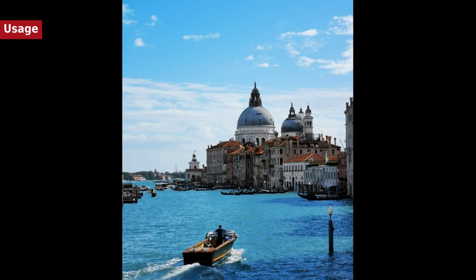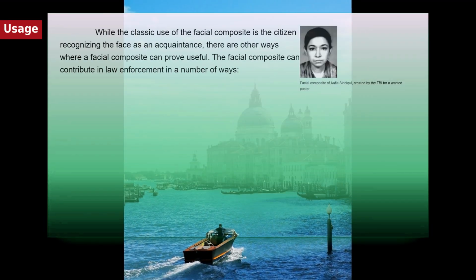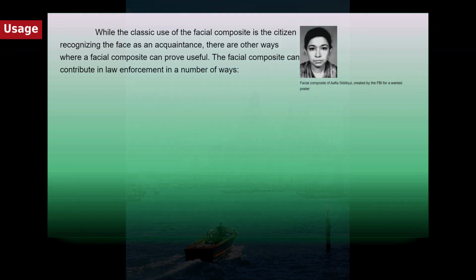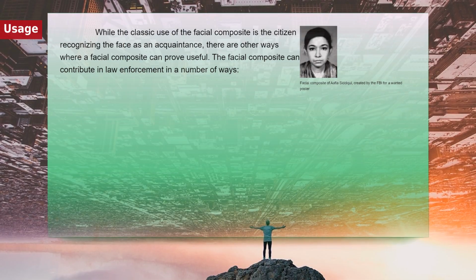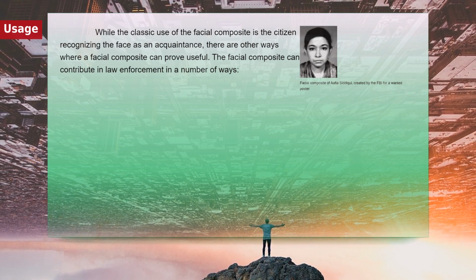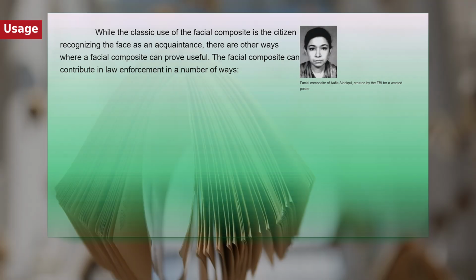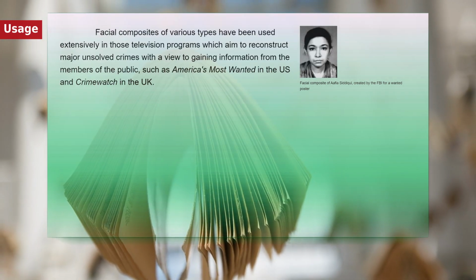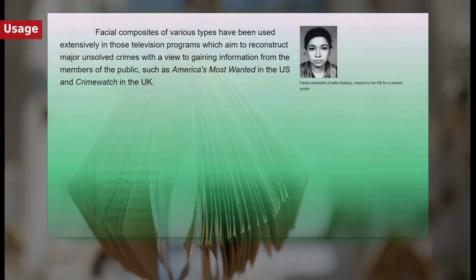While the classic use of the facial composite is the citizen recognizing the face as an acquaintance, there are other ways where a facial composite can prove useful. The facial composite can contribute in law enforcement in a number of ways: identifying the suspect in a wanted poster, additional evidence against a suspect, assisting investigation and checking leads, warning vulnerable population against serial offenders.